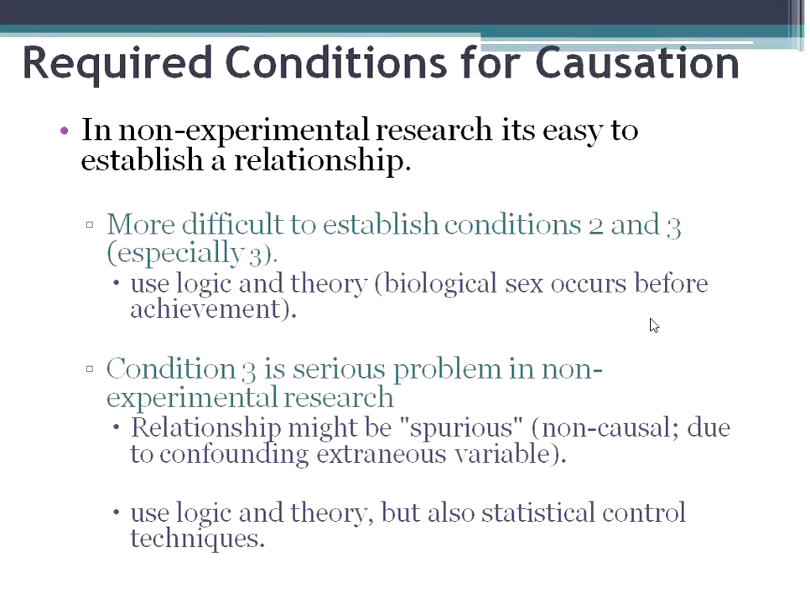So it's pretty easy to establish this relationship. So these conditions, covariance is pretty easy to show. It is a little bit more difficult to establish temporal precedence. You can use logic to show temporal precedence. So your biological sex does occur before you take the achievement test.